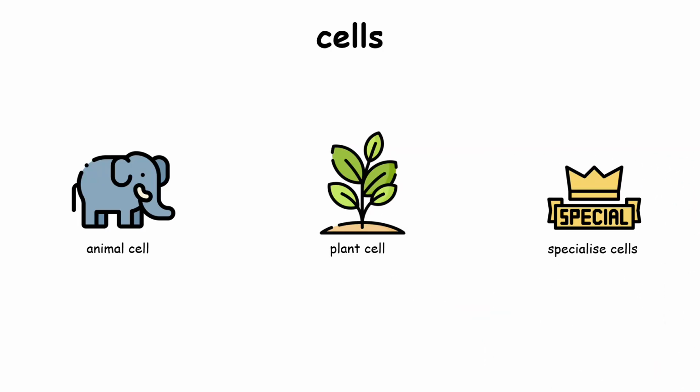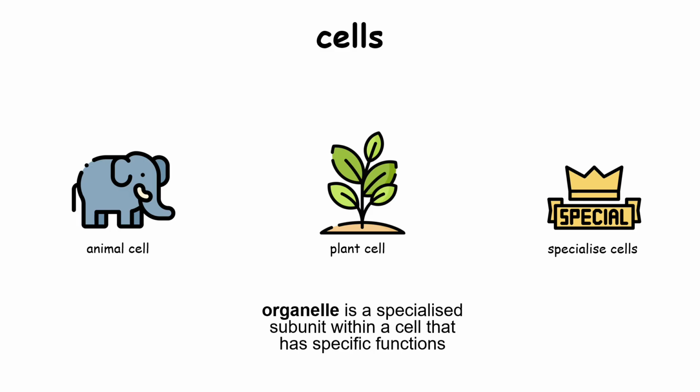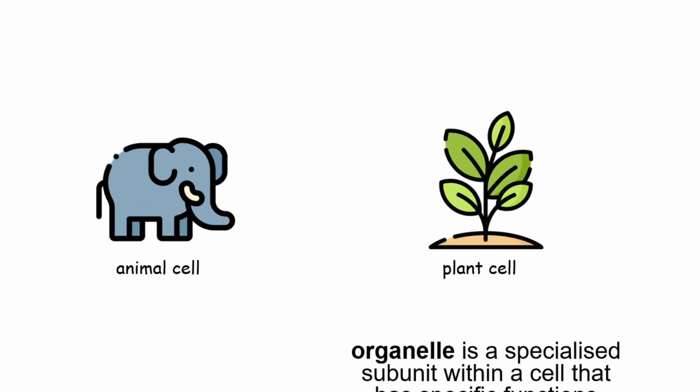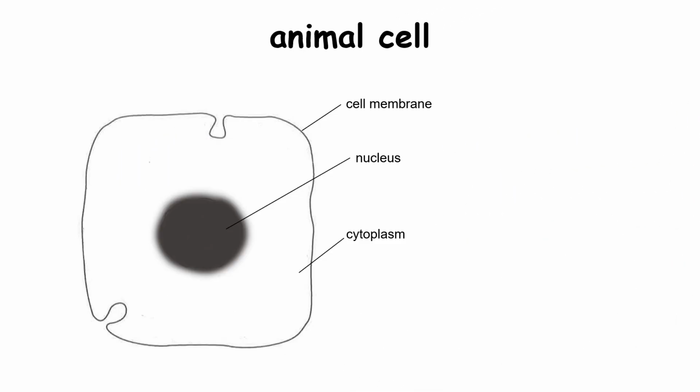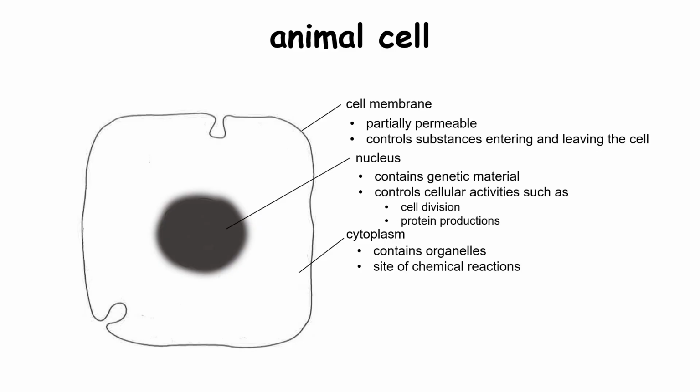cells, you need to know the organelles and other structures that can be found in animal and plant cells. An organelle is a specialized subunit within a cell that performs specific functions. All organelles found in animal cells can also be found in plant cells, so we will start with animal cells. Under a light microscope, you can see the cell membrane, nucleus, and cytoplasm. You will need to know their respective functions.